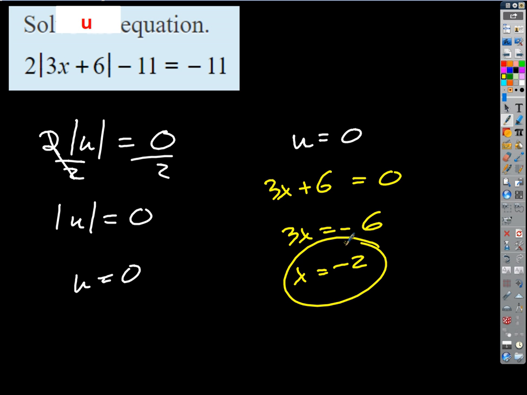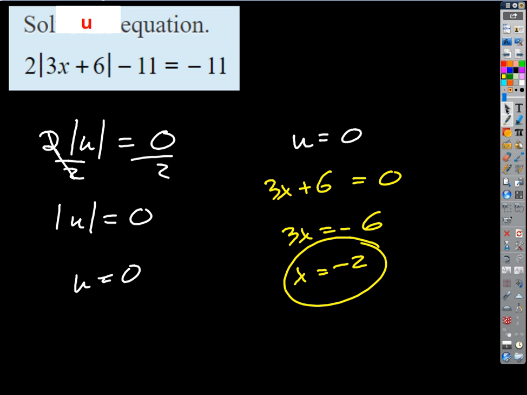x equals negative 2. How could we check to see if it works? Plug negative 2 in. So if I plug negative 2 in, look what happens. I get 3 times negative 2 is negative 6, plus 6 is 0. What's the absolute value of 0? 0. Times 2 is 0. So 0 minus 11 equals negative 11. True, it worked. Okay, what's going on here though?